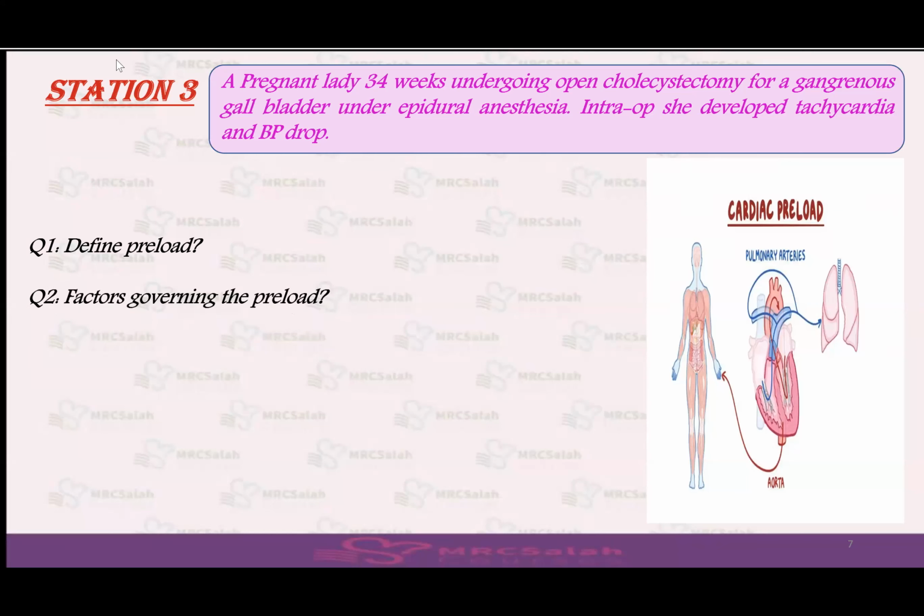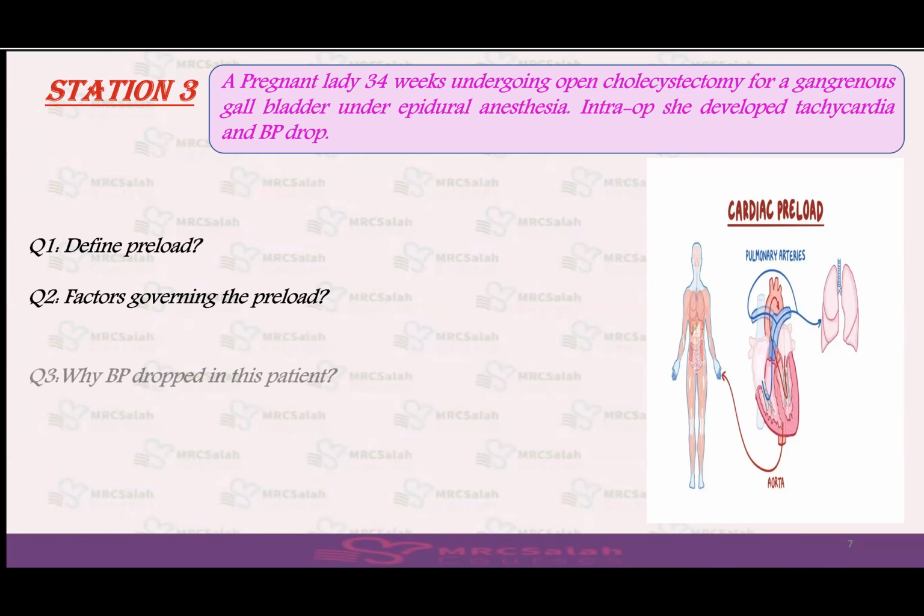Dr. Hussam, what are the factors governing the preload? It's about the stroke volume. What else? Yeah, it's about the contractility or heart rate and stroke volume. What else? And the systemic vascular resistance. Excellent. And venous drainage for sure.